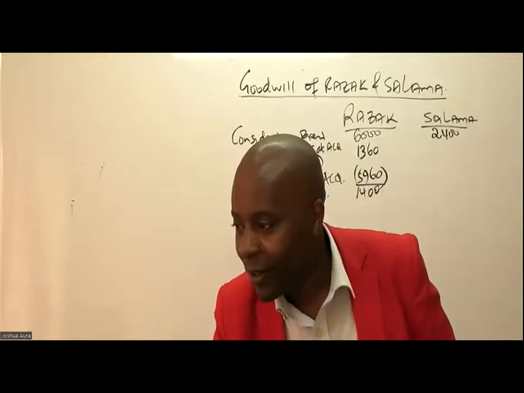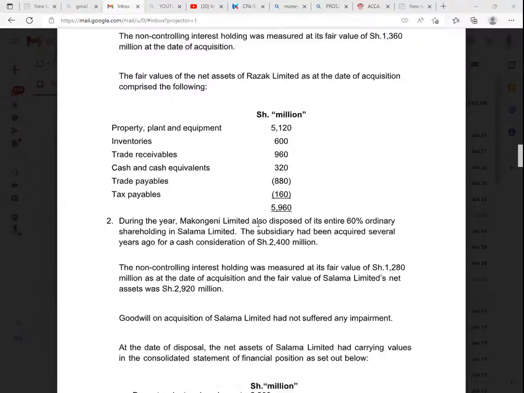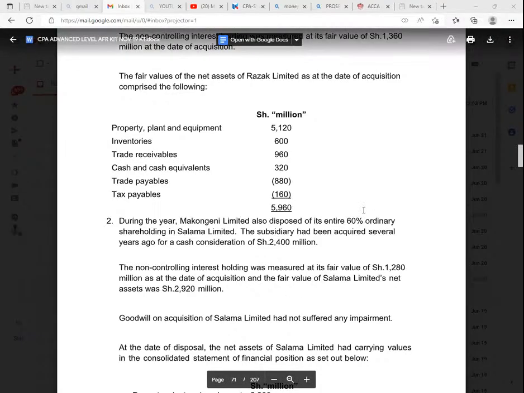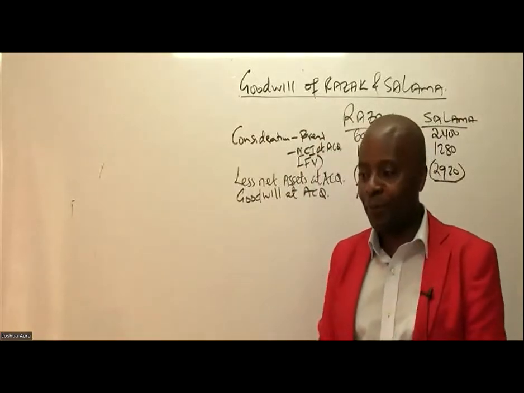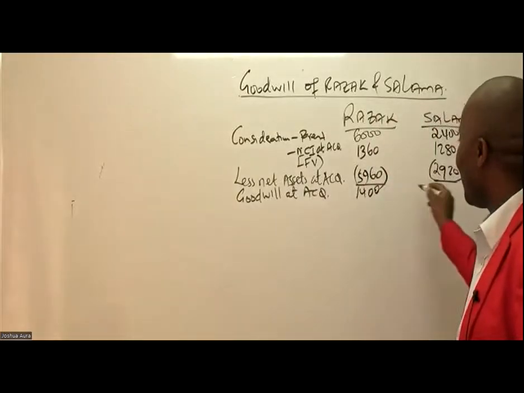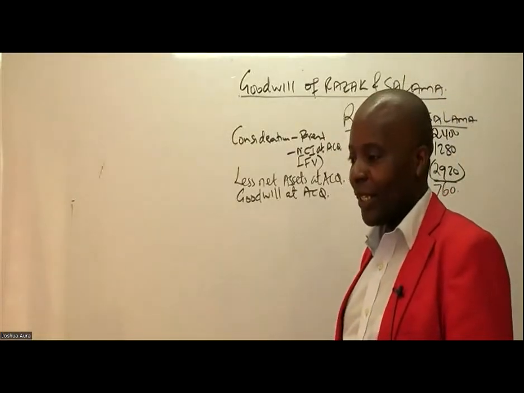Right? So we are told here the fair value of Salama NCI was 1280. So I'll just come and fix like that. And then we have net assets of Salama. We are told here that fair value of Salama's net assets was 2920. Great. So this one I'm subtracting. So could you kindly come and give me the goodwill of Salama at acquisition, not at the date of disposal, at acquisition. So at acquisition, we are being told is what here? 760 like that. Great.